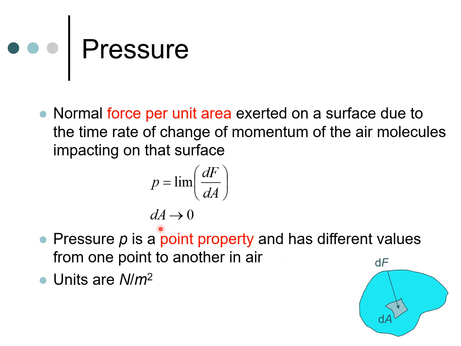Now essentially, as dA tends to 0 in the limit, you are going to get the instantaneous pressure at any given point. So that brings us to an important point, that pressure P is a point property, and therefore it's going to have different values at different points. If we are in a room, for example, the pressure is going to be different at different points in the room. And certainly if we are out there in the atmosphere, there is a difference in pressure at any given point because this is a point property. Now going back to the units, the unit of pressure is Newton per meter square.